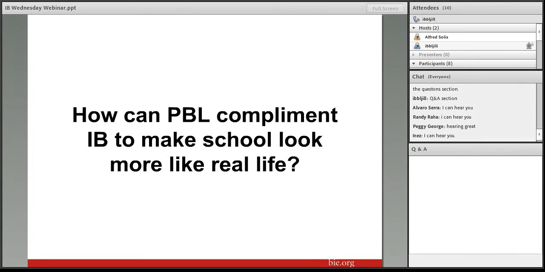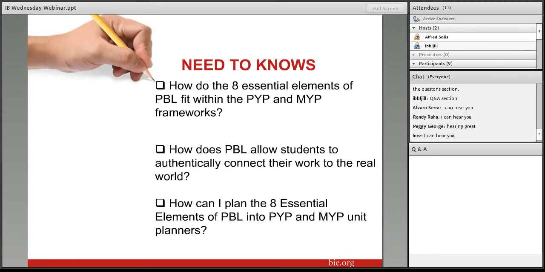So let's look at our need to knows for the day. First, for the 45 minutes, how do the 8 essential elements of PBL fit within the PYP and MYP frameworks? How does PBL allow students to authentically connect their work to the real world? And how can I plan the 8 essential elements of PBL into PYP and MYP unit planners?